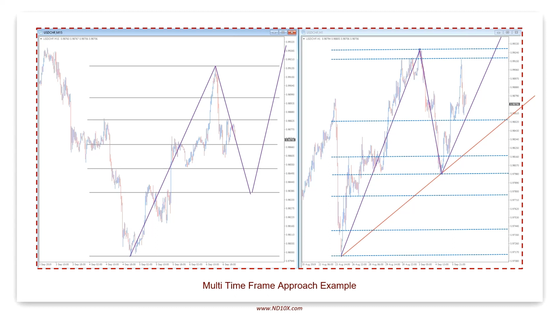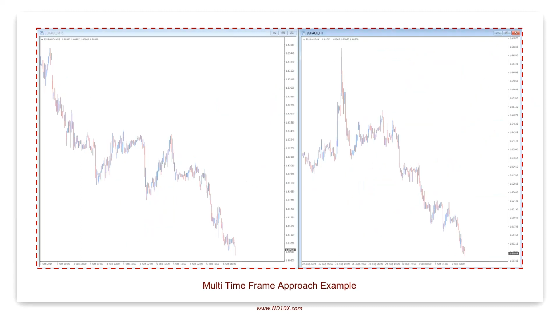We have a lot of levels to watch, looking for maybe a potential formation in phase 2 that will allow us to enter a long play. Let's see, Euro Aussie. What we see here, we have a downtrend. We can clearly see the downtrend on both time frames.